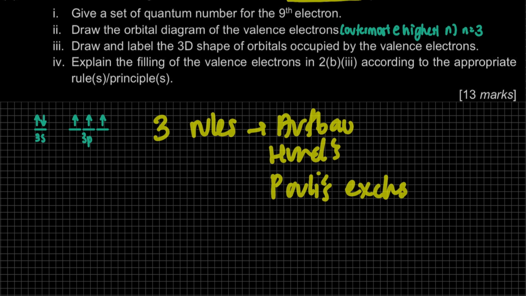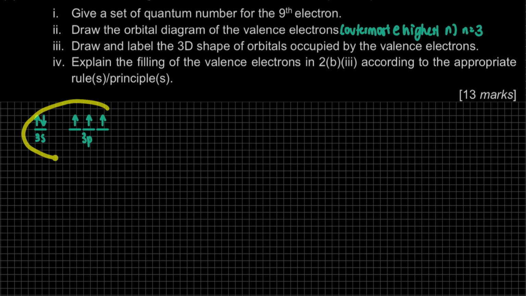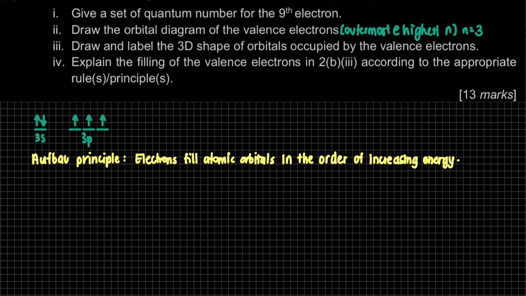So what we need to do for this question is that first we have to explain the theory, and then we have to relate back to the valence electron. Okay, so the first theory that I'm going to write down is the Aufbau principle. The Aufbau principle mentioned that the electrons will fill atomic orbitals in the order of increasing energy.